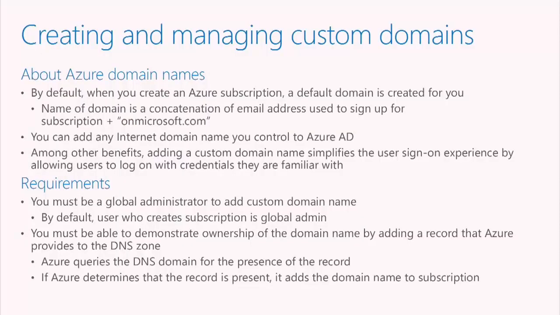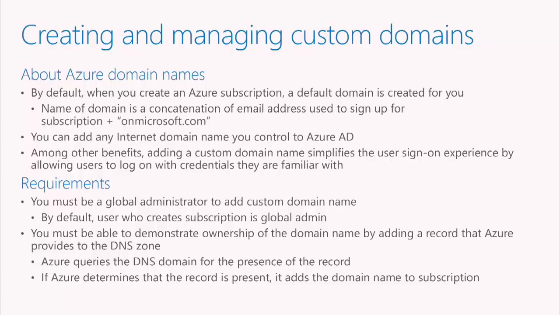The first step in managing Azure Active Directory is understanding the notion of domain names. By default, when you create an Azure subscription, a domain is created for you. Now that domain is going to be a combination of the email address that you use to sign up plus the domain suffix on Microsoft.com. So when you create and register a new Azure subscription, you automatically get one default Azure Active Directory domain, which is your onmicrosoft.com domain. And that's kind of where you start.